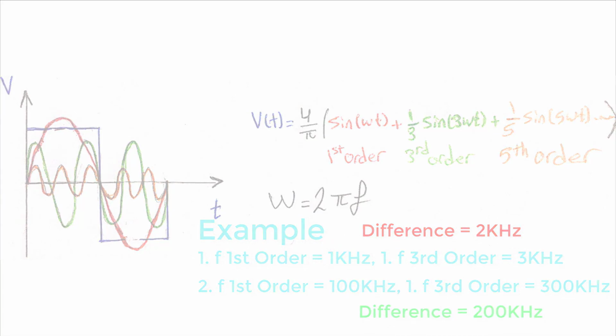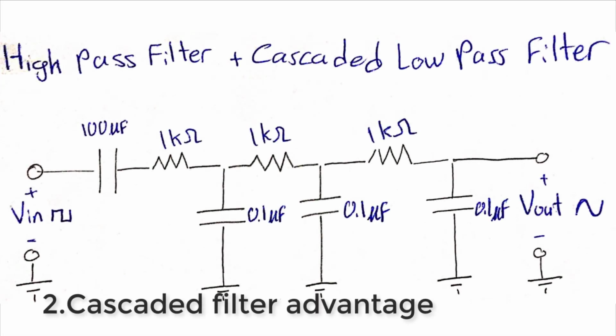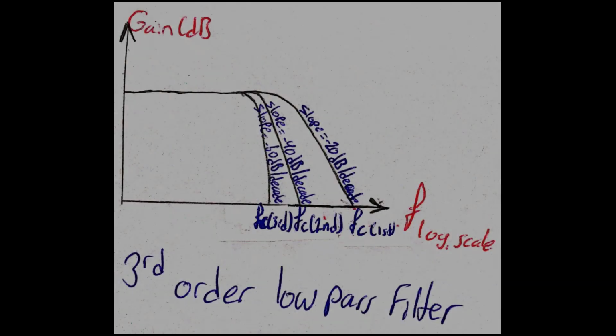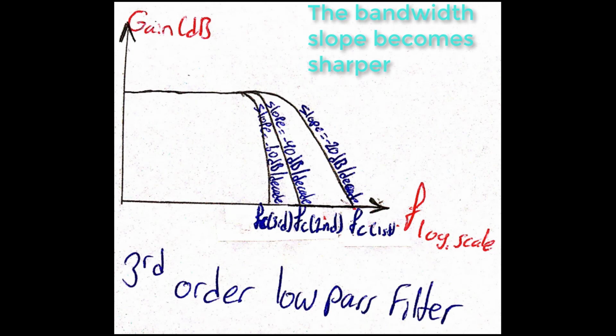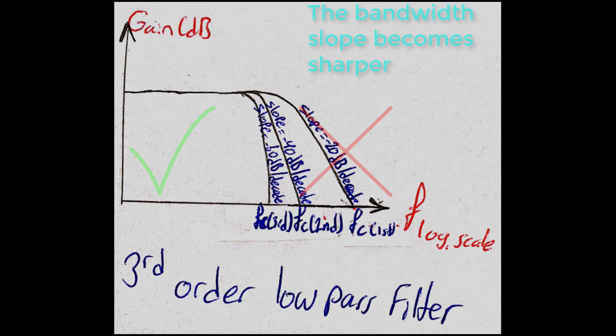Alright, so what's the reason behind using cascaded low pass filters then? The advantage of using cascaded filters is that it makes it more accurate when selecting a specific frequency. That's why it was possible to select the first order harmonic only and reject the other harmonics, so we could obtain a sine wave shape.